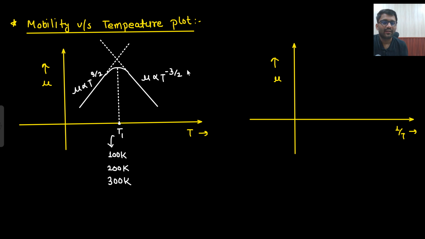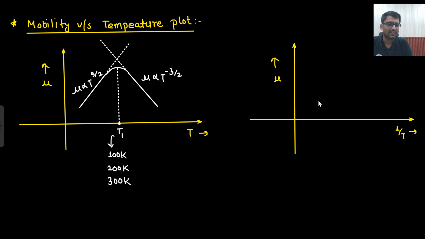By default, we will be at the room temperature only. So as the temperature increases, mobility will always decrease, by default taking room temperature. I have drawn the graph of mu versus T. You draw the graph of mu versus 1 by T. Mu versus T goes in this direction, mu versus 1 by T will go in the opposite direction.